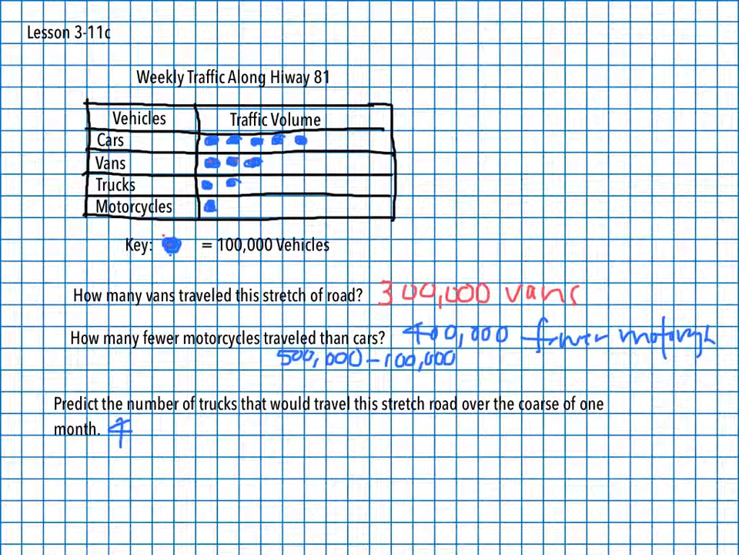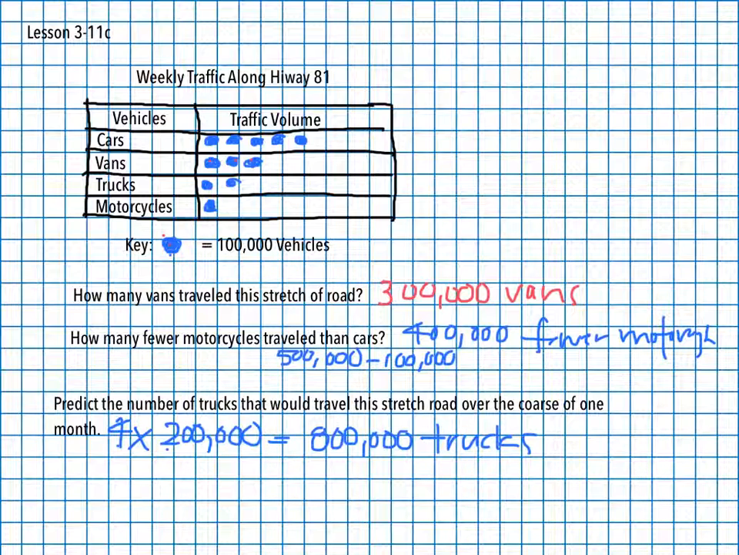Then we figure out how many travel in 1 week. Trucks, we have 2, which is 200,000. And we're going to multiply those together, 4 times 200,000. We're going to get 800,000 trucks in a month.